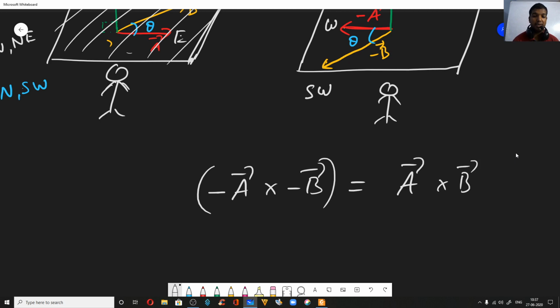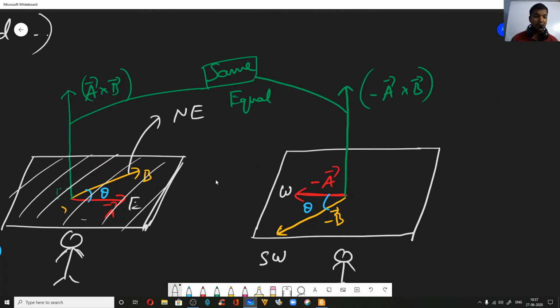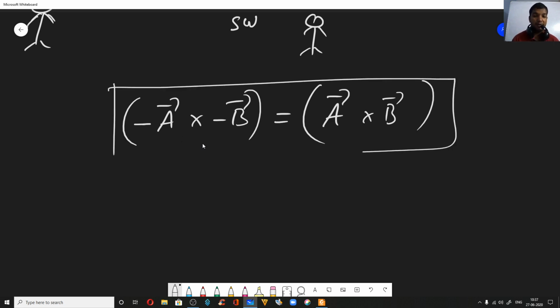Remember, try to treat the result as a vector. Negative A cross negative B is a vector, no doubt about it. Now A cross B is also a vector. But in the situation here, both of them have the same magnitude and direction. So technically those two green vectors are actually the same. Therefore negative A cross negative B is equal to simply A cross B. So we have seen this also.